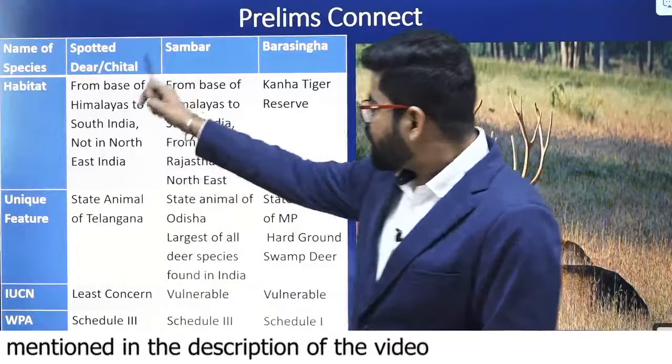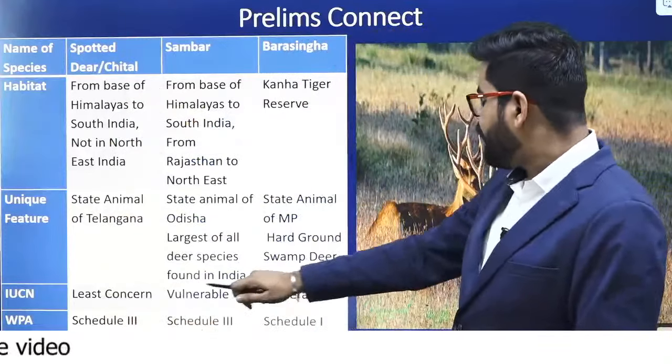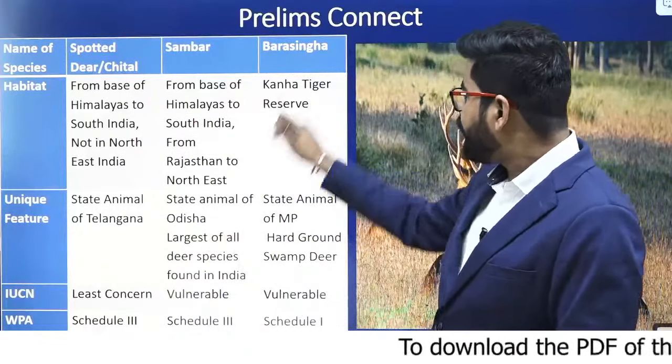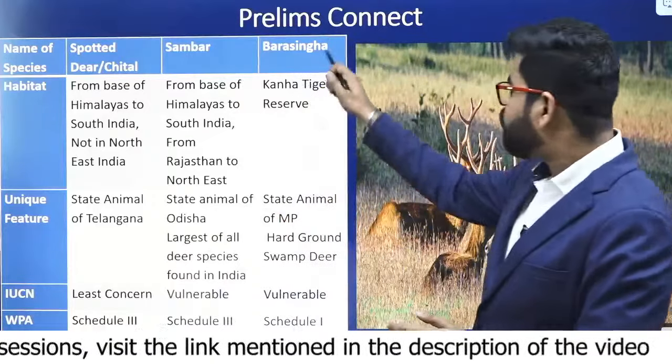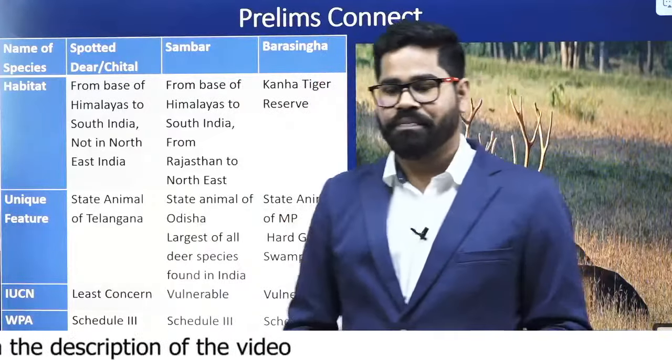The spotted deer is in Schedule 3. The Sambar is also in Schedule 3. Barasingha is in Schedule 1. And in CITES, especially this Barasingha is mentioned in Appendix 1.